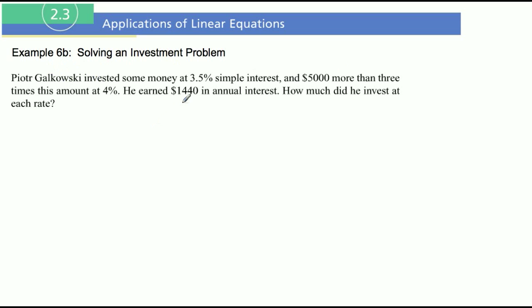So he earned a total of $1,440 in annual interest. That's nice. So how much did he invest at each rate? How much did he invest at 3.5%? And how much did he invest at 4%?